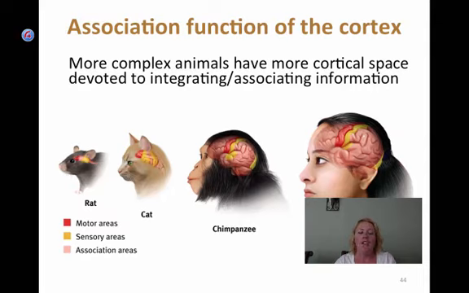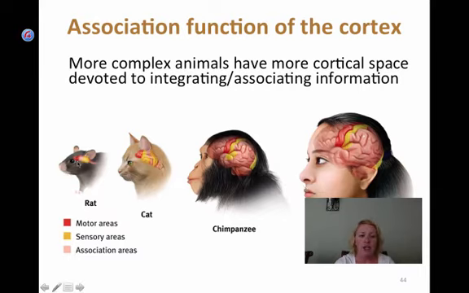So the association areas are basically everything else that doesn't have a dedicated use. And that's one of the things that sets higher level primates and higher level animals apart. The more complex animals have more cortical space devoted to integrating and associating information. The association areas are places where we make associations, and this is what allows us to think. This allows us to understand. This is what allows us to learn.